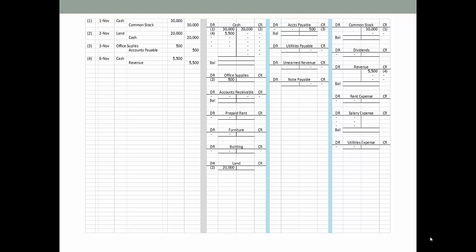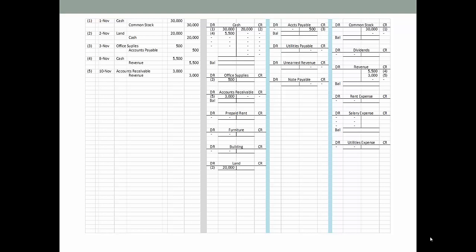Cash for revenue earned, the amount of $5,500. We received cash. We're debiting cash $5,500, and we're going to credit revenue $5,500. And if you get lost in the way this is being set up, the numbers from the journal entries are being put to the side of the individual transactions so you can trace them back and forth.